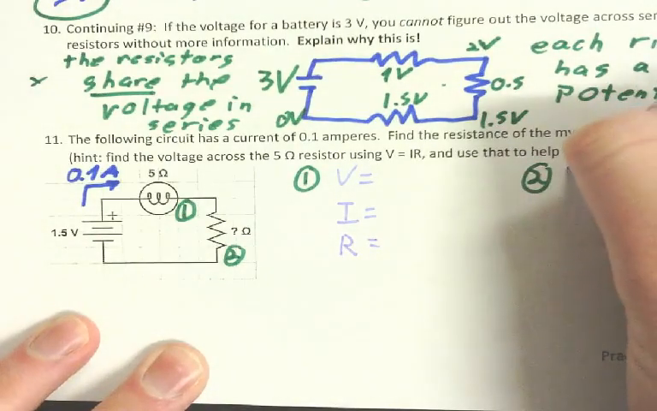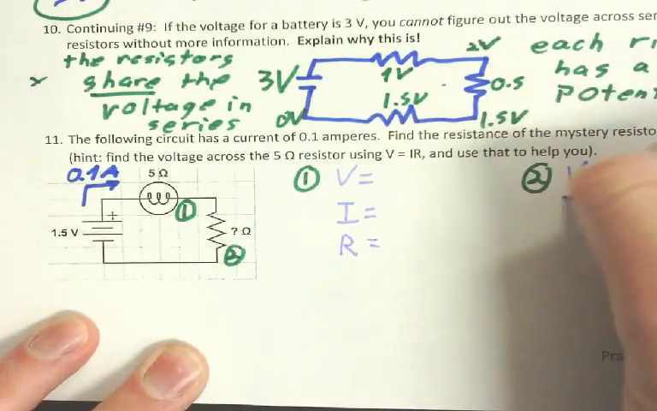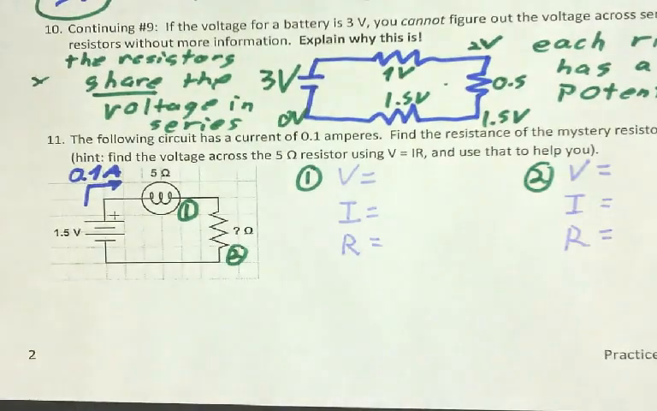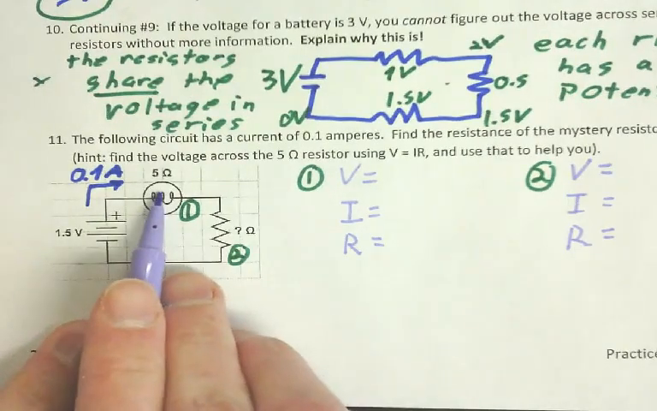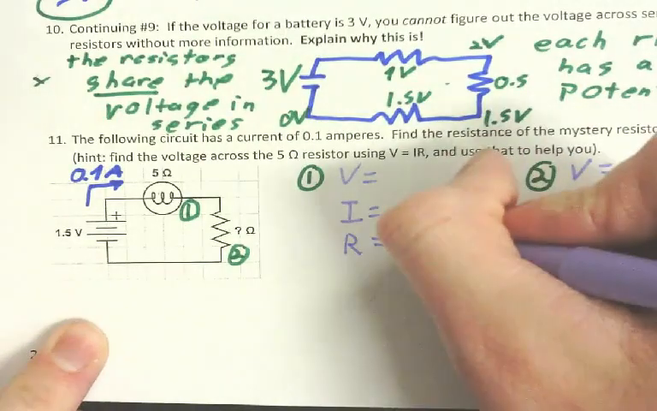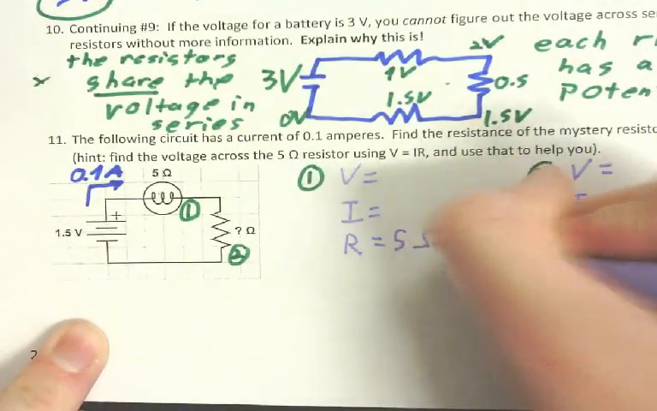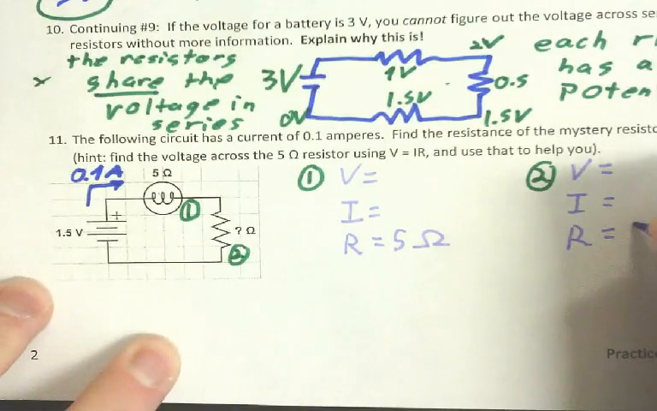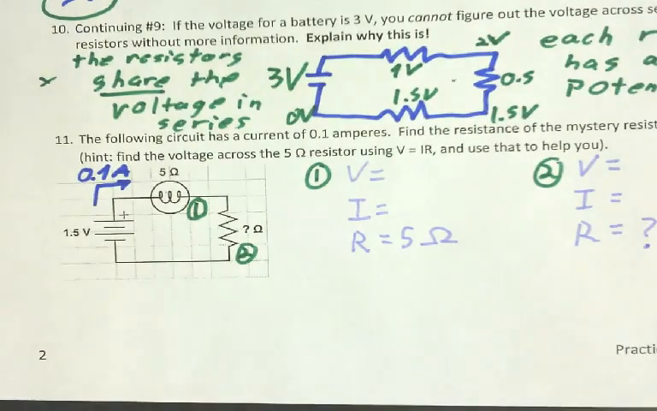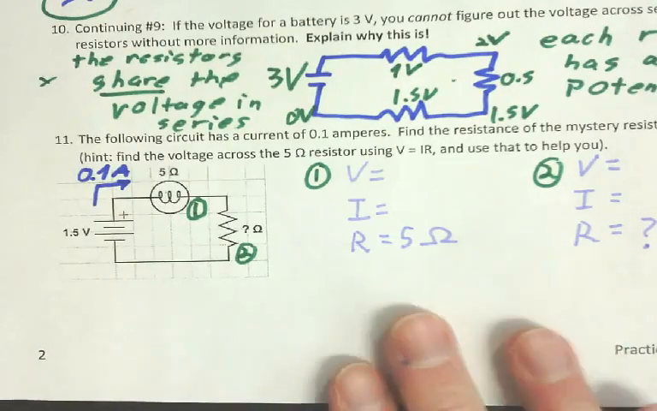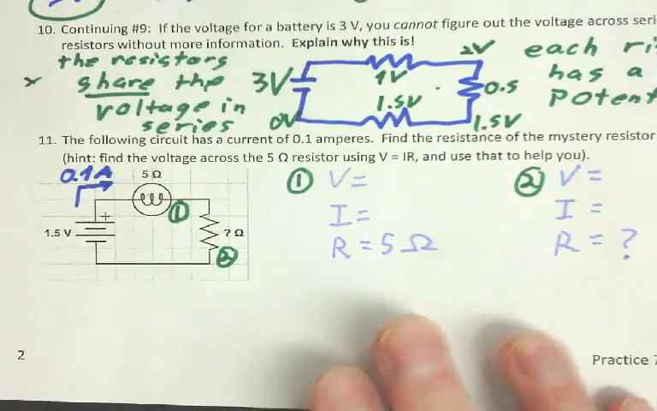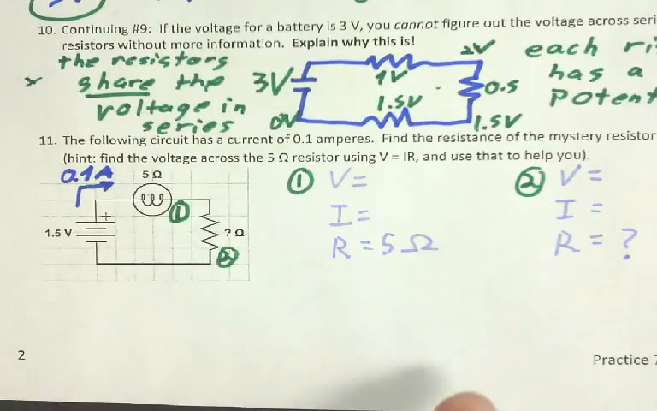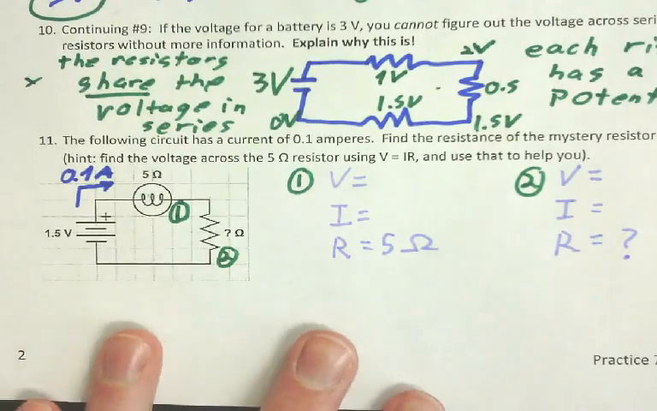So I'm going to write V equals IR for each of these. And I'm going to write in the numbers that I know. So first of all, this one has a resistance of 5 ohms. It literally says that. This one has a resistance of question mark. And that's all. Woohoo! It's going to turn out great. In order to figure out the rest of this, I need to use these things.